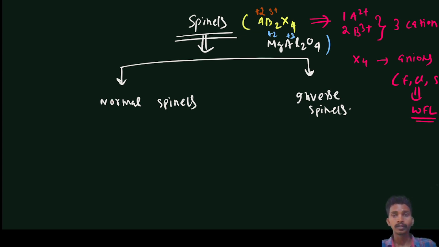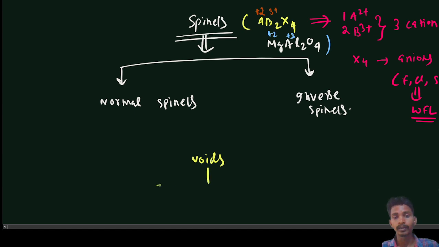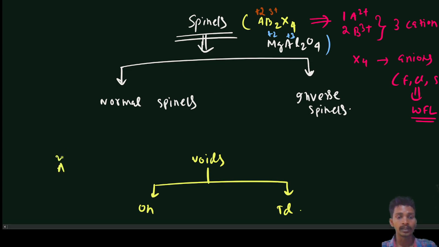We have discussed in the previous class that anions will form the crystal lattice, and in that crystal lattice the holes are present. Into those holes the cations will go. These holes can be either octahedral holes or tetrahedral holes. Now we have 3 cations: one is A2+, and the other two are B3+.